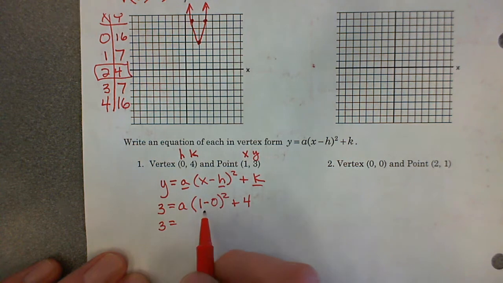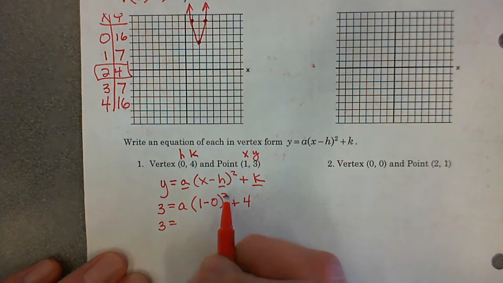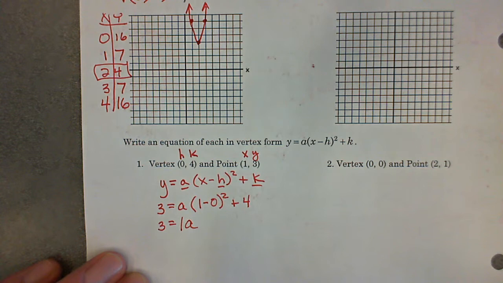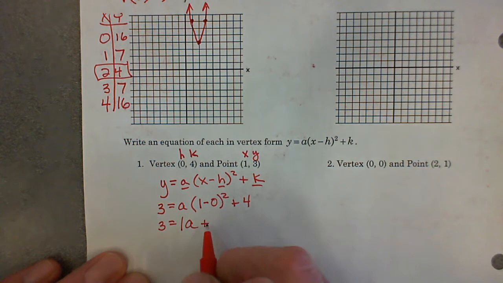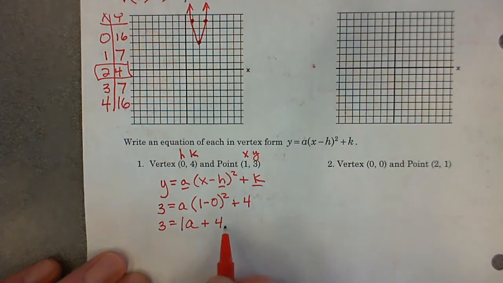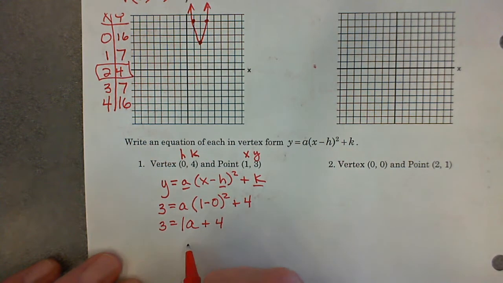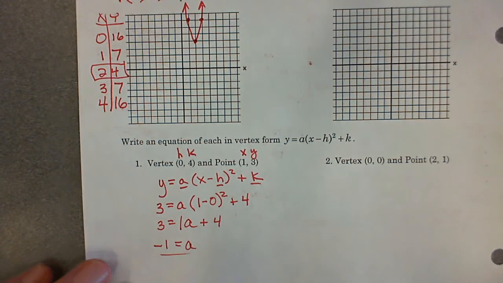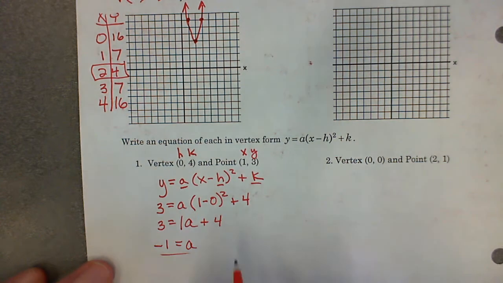Let's do the parentheses and powers. 1 minus 0 is 1. 1 squared is 1. 1 times a is just 1a. Plus the 4 at the end. Hey, this is algebra 1. I can subtract the 4 over, and a equals -1. So now I know what a is. I know a, h, and k. I can write my final equation.